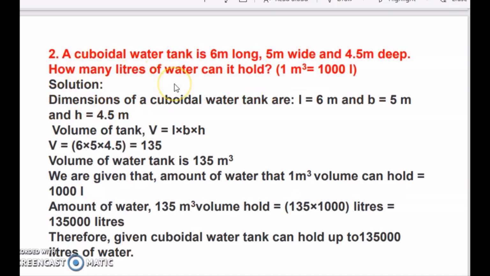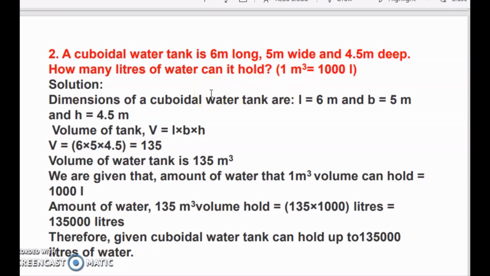The second problem is, a cuboidal water tank is 6 meter long, 5 meter wide and 4.5 meter deep. So these are the length, breadth and height of the water tank. How many liters of water can it hold? If 1000 liter is equal to 1 meter cube. So this is the conversion from liter to meter cube.